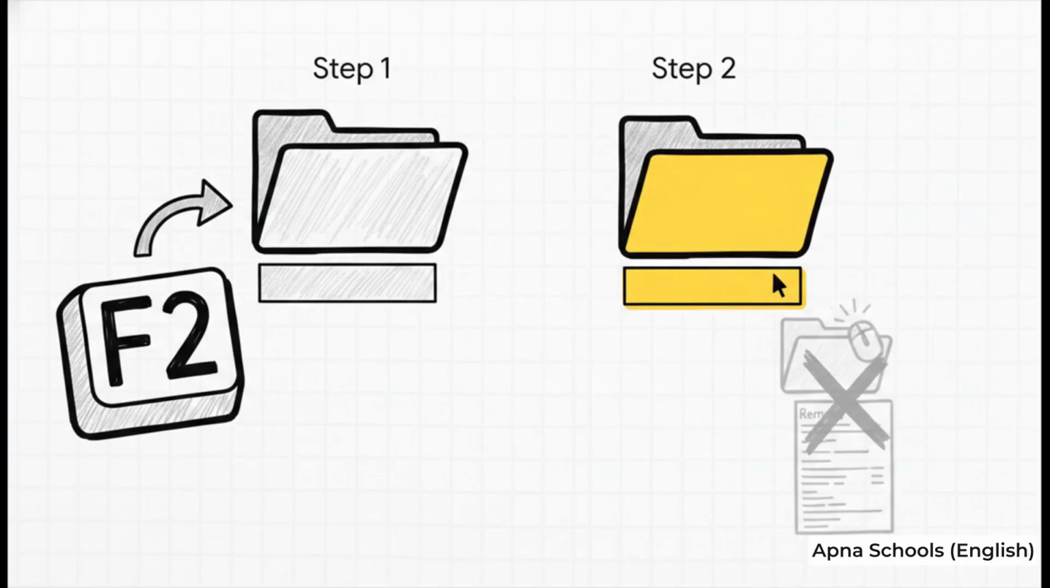And what about renaming a file? Even easier. Just click on a file once to highlight it and then hit the F2 key. That's it. You're instantly renaming it. Type the new name, press Enter. Done. Way faster than the whole right-click and find rename thing.